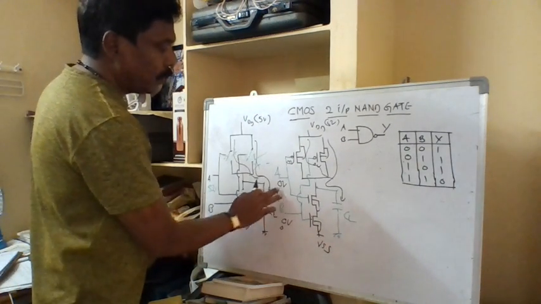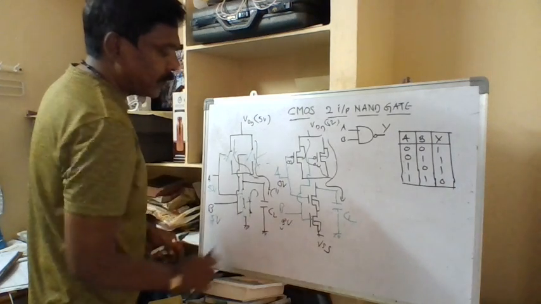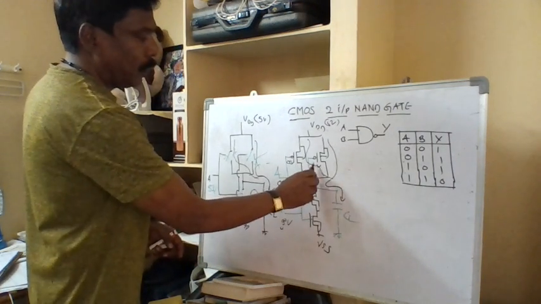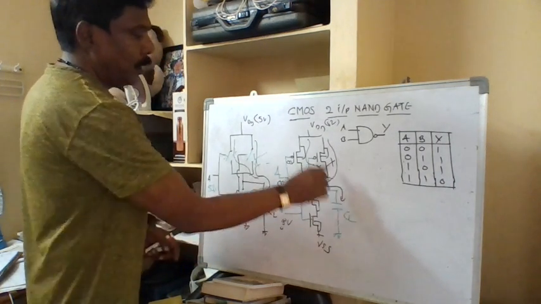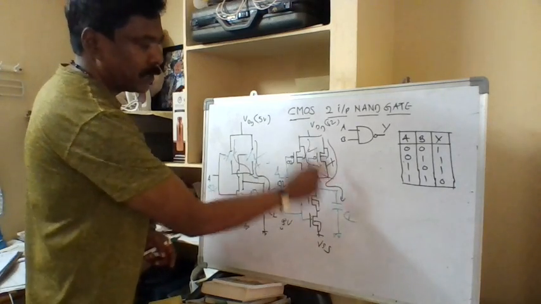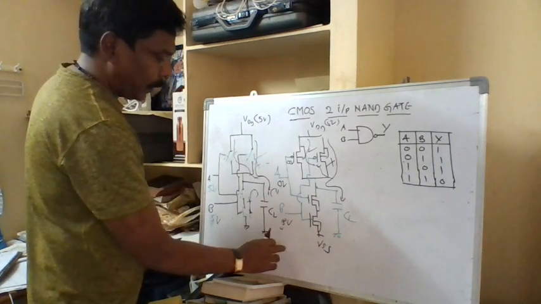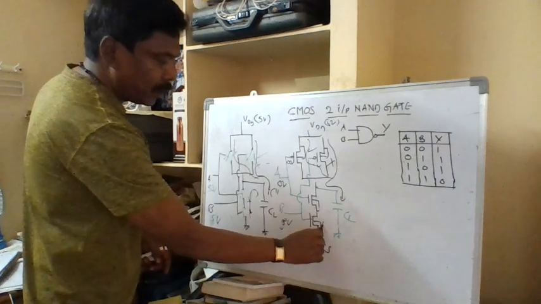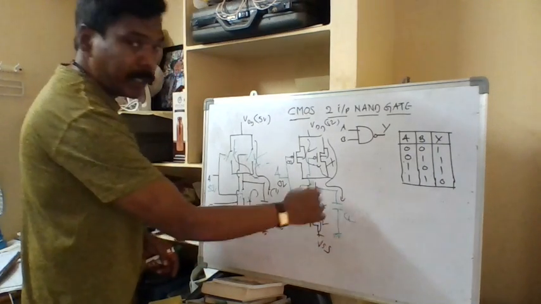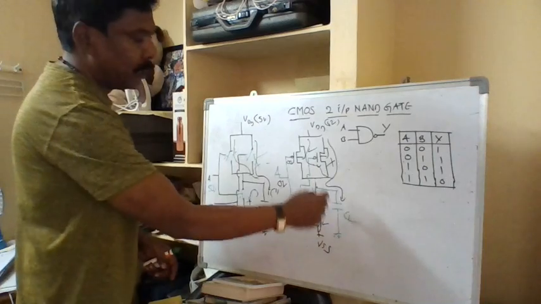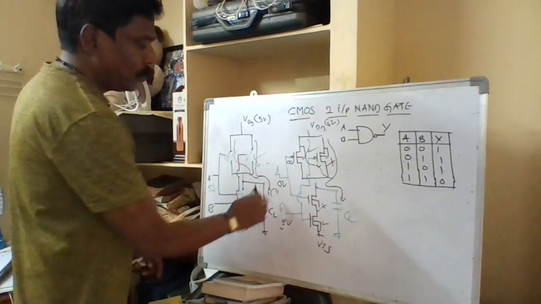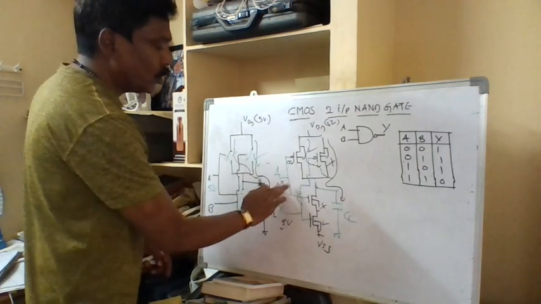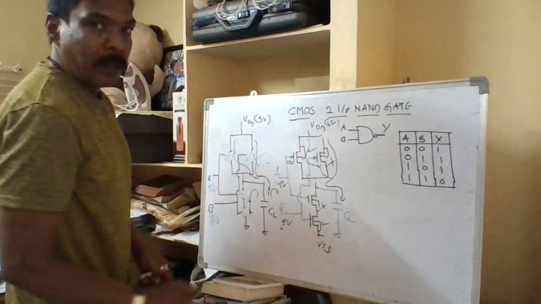Similarly, when it is 0 1, it is 0 and 5 volt. In that case, when it is 5 volt, this transistor is turned off and this is turned on. So there is a path for charging, but there is no path for discharging. Why? Because even though this is turned on, this is off. So there is no way that the current will be discharged. Only the charging path is there. So for the charge to be discharged, both the inputs have to be 5 volts.